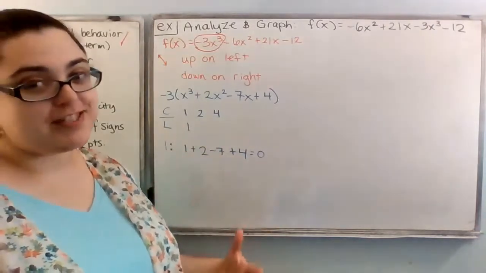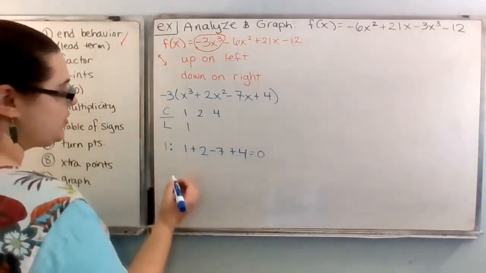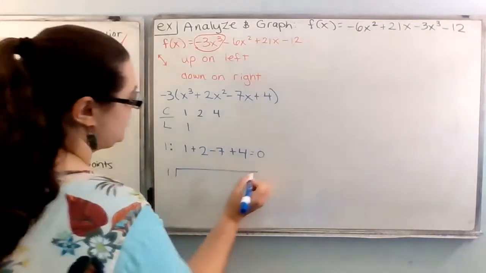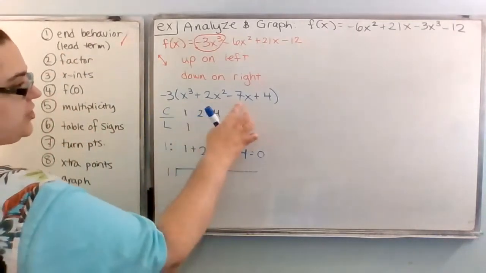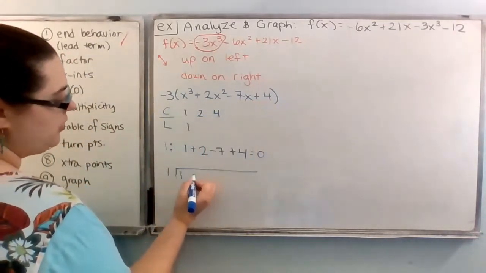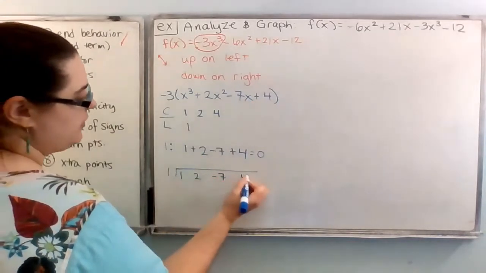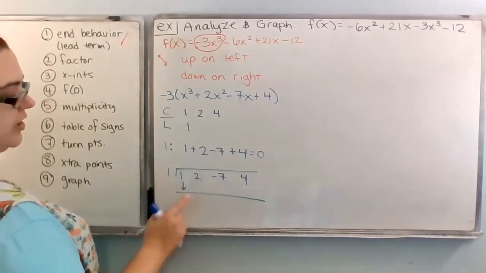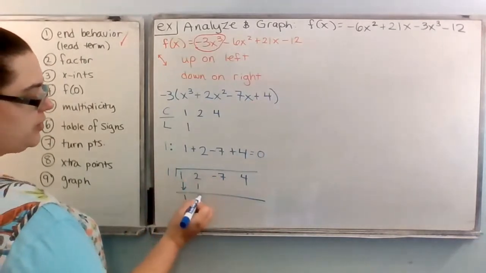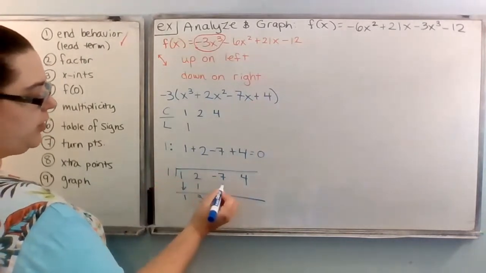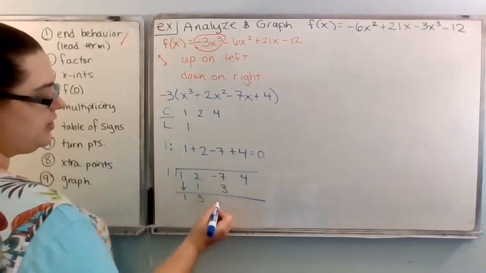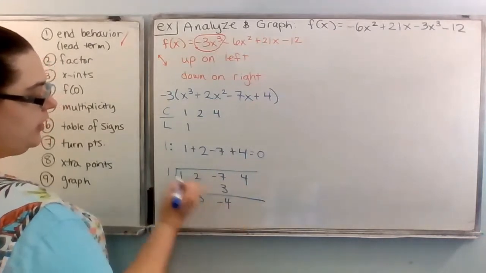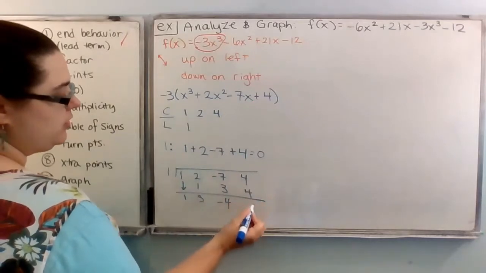So now I'm going to do some synthetic division. So I'm going to throw 1 outside the box and put these coefficients on the inside. So 1, 2, negative 7, and 4. Bring down my 1. 1 times 1 is 1, plus 2 is 3. 3 times 1 is 3, plus negative 7 is negative 4. Negative 4 times 1 is negative 4, plus 4 is 0.